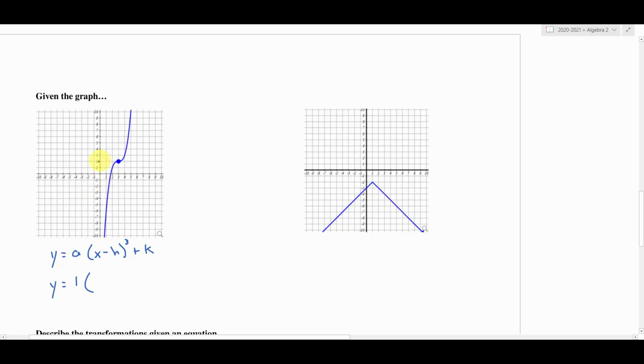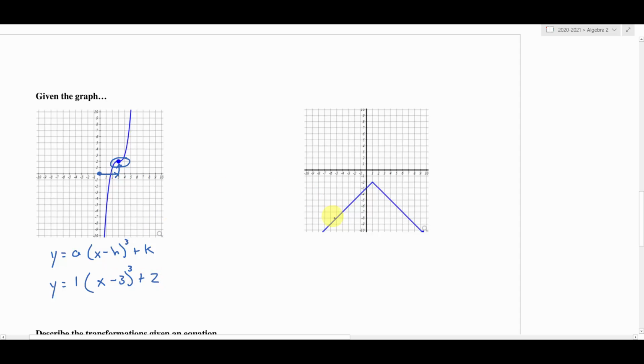The next thing I'm going to look for is my locator point, and remember the locator point is located here at this point of inflection. So this is my locator point, and it's located at 3, 2. Normally the locator point starts here, so it had to move to the right 3. To move to the right 3, I would do x minus 3 cubed, and then it went up 2. To move up 2, I would do plus 2. And that completes my equation for that cubic.